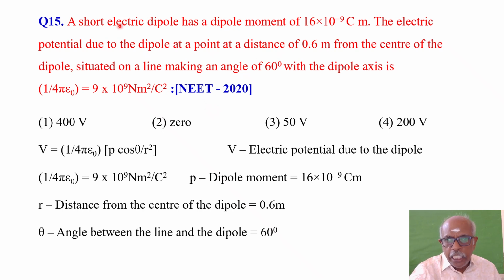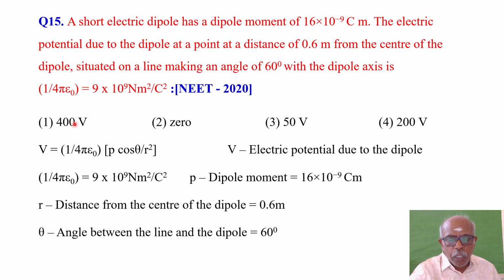The question is: a short electric dipole has a dipole moment of 16 into 10 power minus 9 coulomb meter. The electric potential due to the dipole at a point at a distance 0.6 meter from the center of the dipole, situated on a line making an angle 60 degree with the dipole axis, is how much? It has been given that 1 by 4 pi epsilon naught is equal to 9 into 10 power plus 9 Newton meter square per coulomb square.